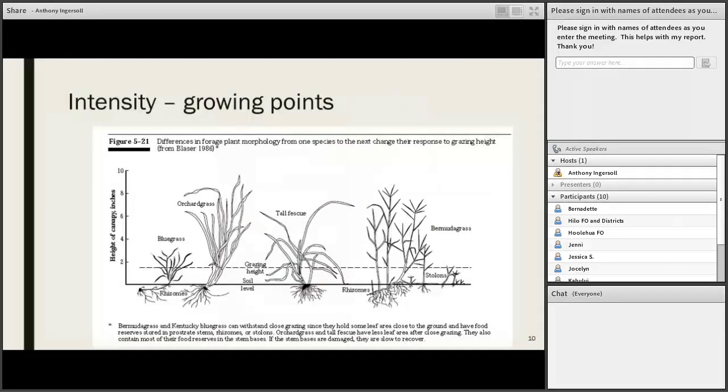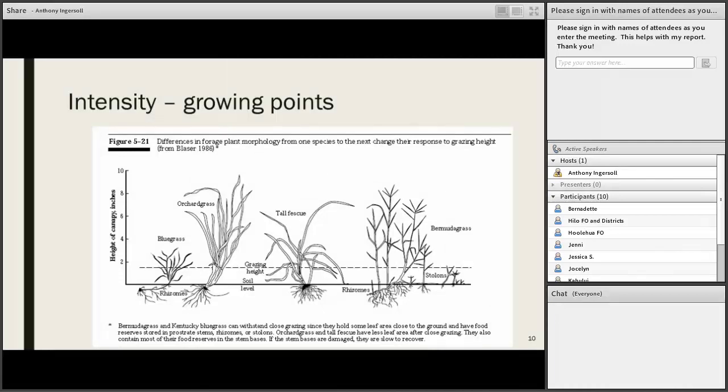Differences in grass morphology influence tolerance to grazing height. We don't see all of these specific grasses here in this slide commonly here in the tropics, but the same kind of differences exist in our forages. Guinea grass, for example, is a strong bunch grass whose growing points do get elevated, and that, like the orchard and the fescue in this slide, probably has significant energy stored in its stems.